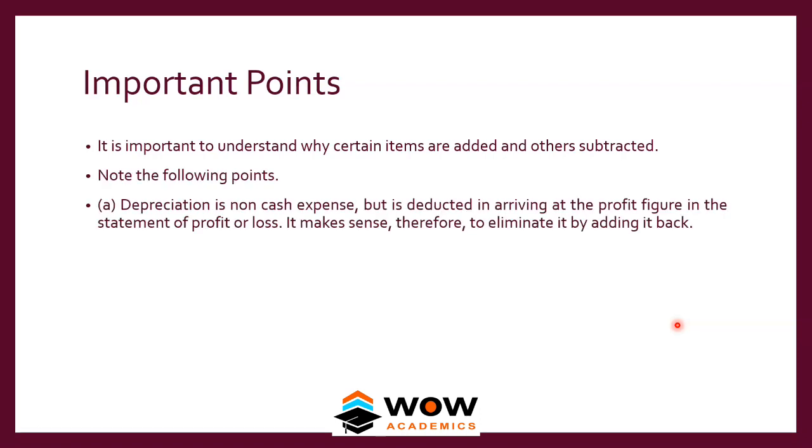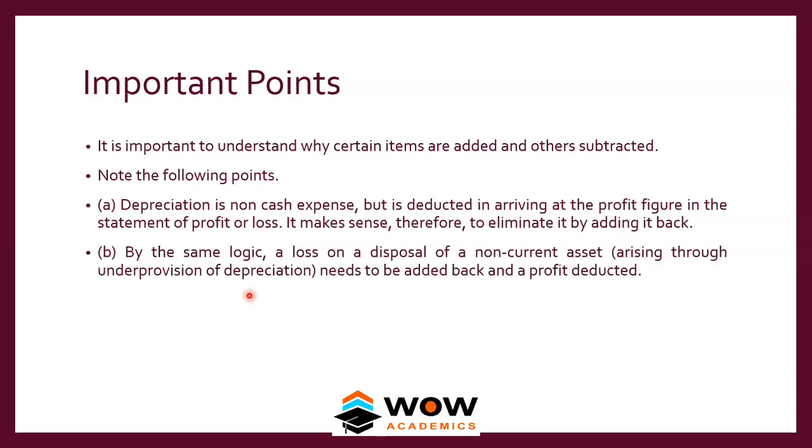So note the following points. Number one, in the indirect method we add back the depreciation, because depreciation is a non-cash expense. It is deducted in arriving at the net profit, since net profit is a number coming after deducting depreciation. So it makes sense to eliminate it by adding it back. By the same logic, you also add back the loss on disposal of a non-current asset.